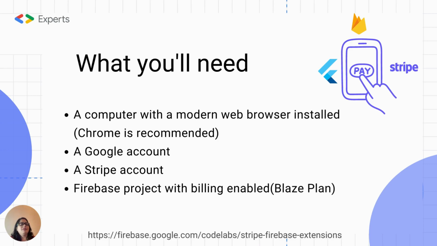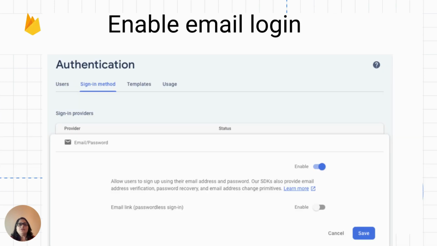So when you want to install Stripe into your Flutter application, you first need a modern web browser. Second, you need a Google account. You need a Stripe account, and you need a Firebase project which has the Blaze plan enabled. Like, you need to have a paid version of the Firebase project.